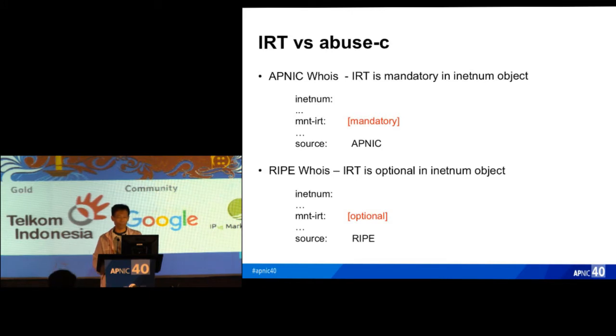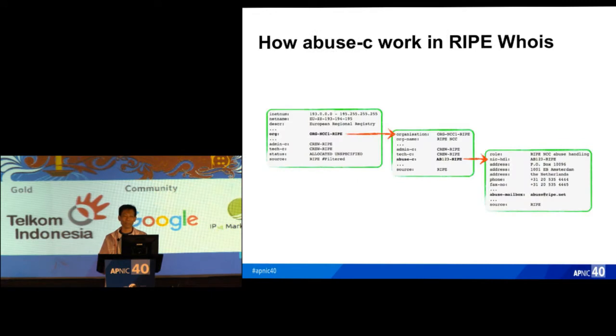You can look at the Whois template. In APNIC Whois, for the inetnum object, the IRT is mandatory. So you have to have the IRT reference before you can create or update an inetnum object. But in RIPE NCC, they make it optional. So whether or not you have an IRT object, you can still update your inetnum objects. Instead, they introduced an abuse-c contact into the database under their organisation object.